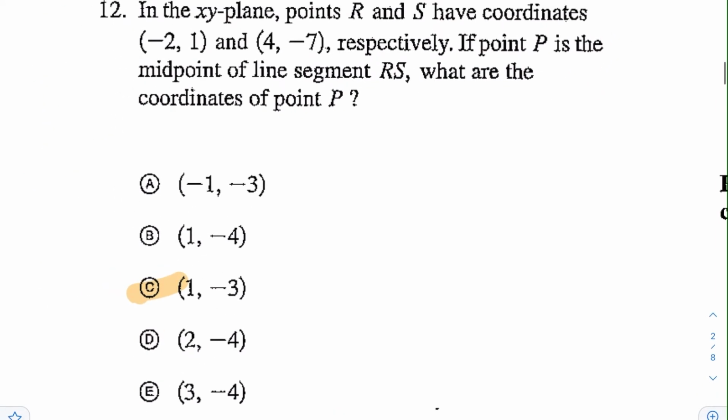Next, for number 12, in the xy plane, points R and S have coordinates (-2, 1) and (4, -7) respectively. Point P is the midpoint of line segment RS. What's the coordinate of point P?